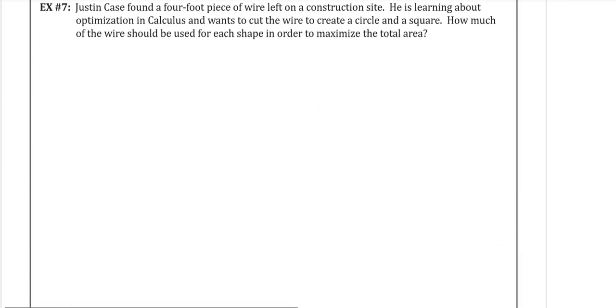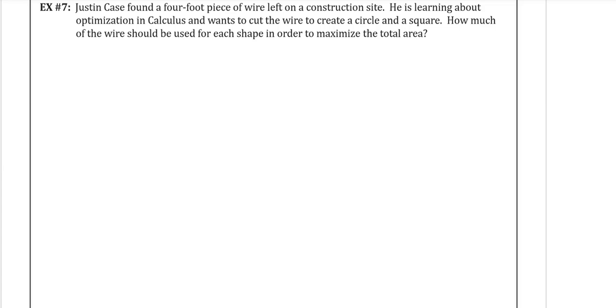Okay, and our final example. Just in case, my favorite student found a 4-foot piece of wire left on a construction site. He is learning about optimization in calculus and wants to cut the wire to create a circle and a square. How much of the wire should be used for each shape in order to maximize the total area?